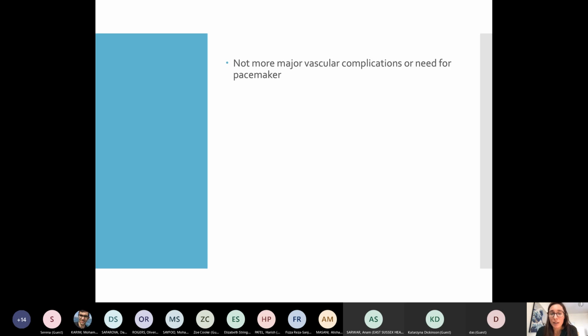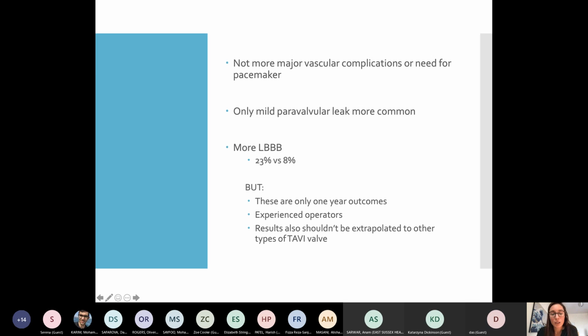And actually in this big study, and in the other sort of Evolute trial, which came out last year as well, looking at a slightly different type of TAVI valve, there wasn't so much vascular complications or need for a pacemaker. And although these valves are a bit more leaky than the surgical valves, it was only really a mild leak that was more common. And that's not very clinically significant. It did affect the conduction system more than the surgical option.